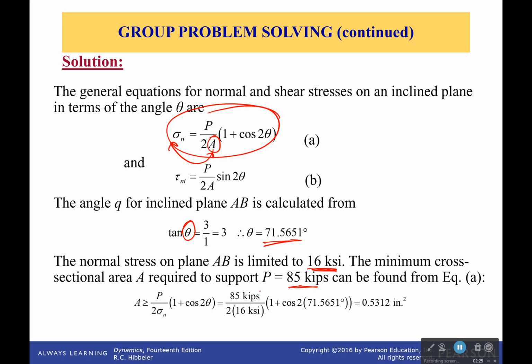So we plug in our force. We plug in our stress right here. We plug in our angle. And what we get is 0.5312 inches squared. And you're like, well, what about that A_N? Do we ever actually have to calculate the area of this just by itself? Very rarely. That's why we took our time in making these nice equations here. So we don't have to do a bunch of extra calculations.